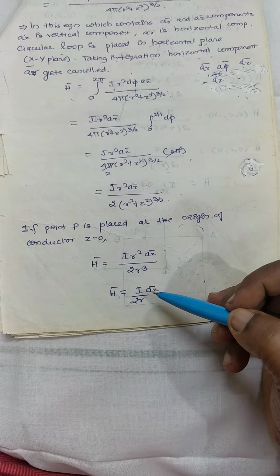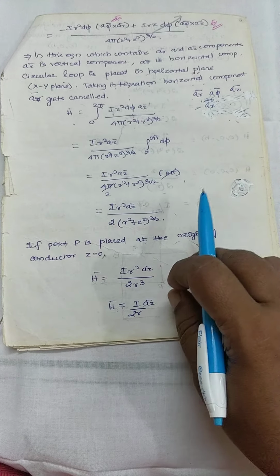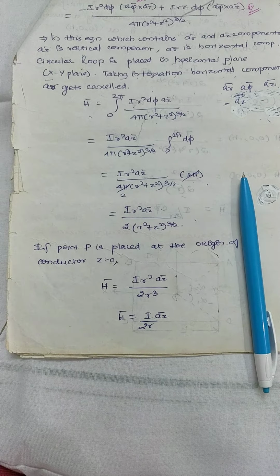which is the magnetic field intensity due to the circular ring. A repeated university question. You can learn through this.